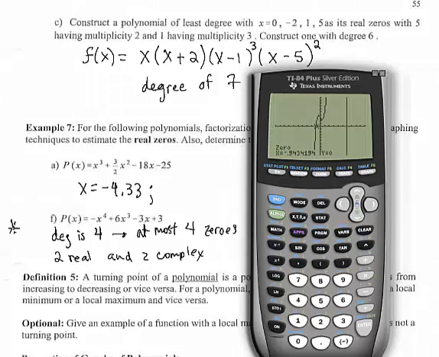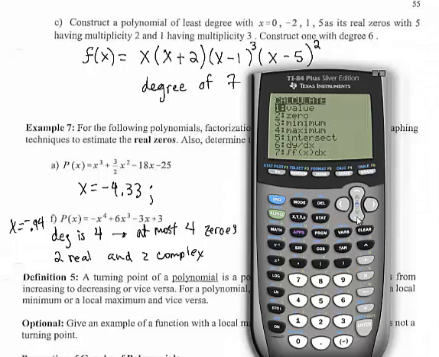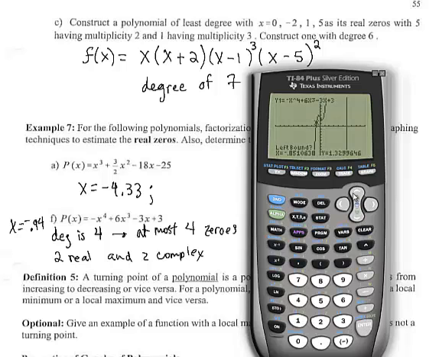So x equals negative 0.94. That's our first real zero. And now we'll repeat the same procedure. Second, calculate number 2, zero.